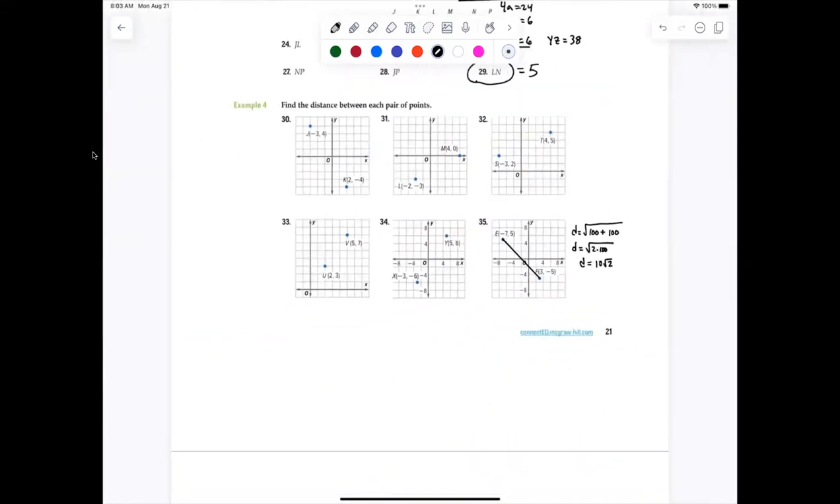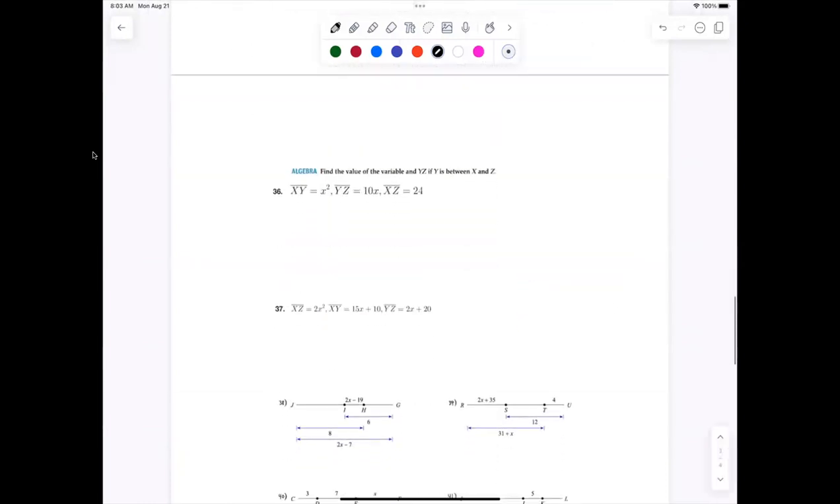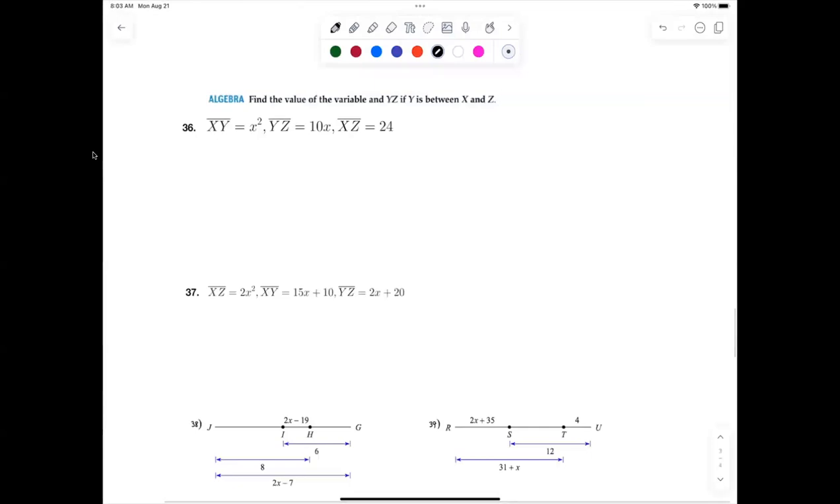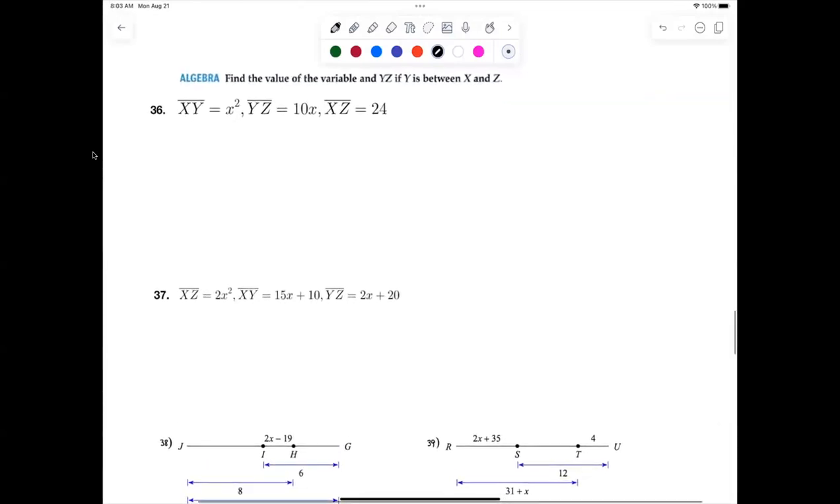I want all those done on your paper. Now we're going to have something a little bit harder. So let's take a quick look at 36 and let me see if I can help you with that.